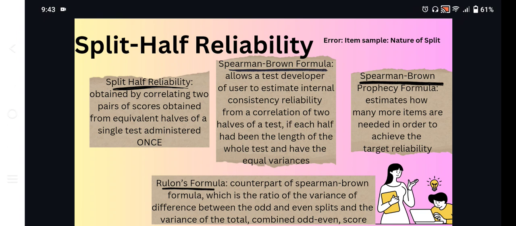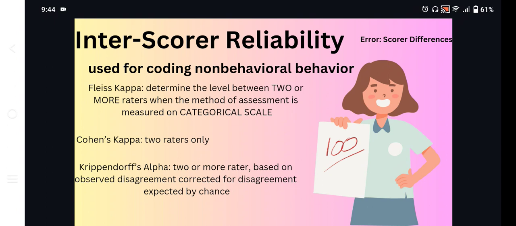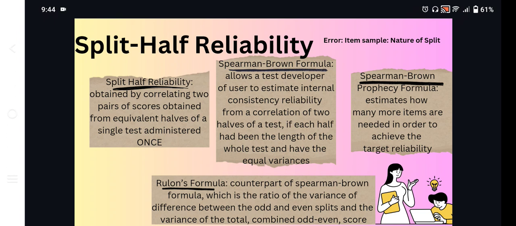Spearman-Brown correction is only used when the test measures a homogeneous trait and the two halves have equal variance. Okay? If the two halves have unequal variance, use coefficient alpha. Okay? Coefficient alpha is a generalization. Tingnan nga natin. Okay. Yung coefficient alpha is a general reliability coefficient that provides the lowest estimate of reliability that one can expect.